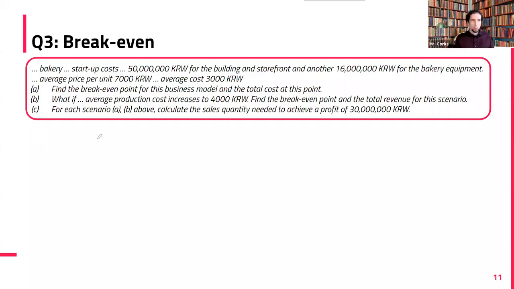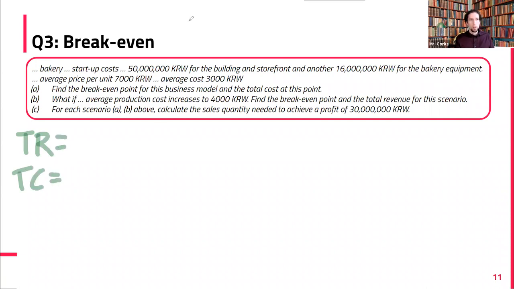TC and TR. Right, so we need our total revenue equation. We need a total cost equation, these two things. Okay, total revenue is what? Quantity times the selling price. Right, the selling price. So P times Q. In this case, what is P? 7,000. Right, it's right here. So average price per unit, 7,000. So TR, 7,000 Q.